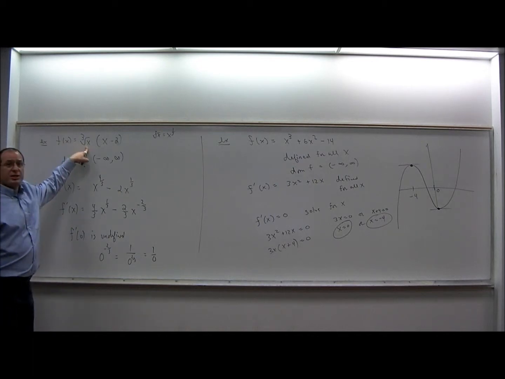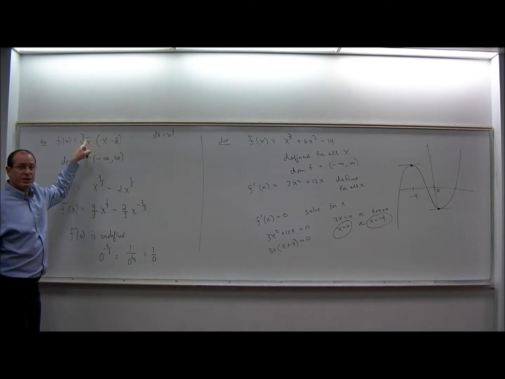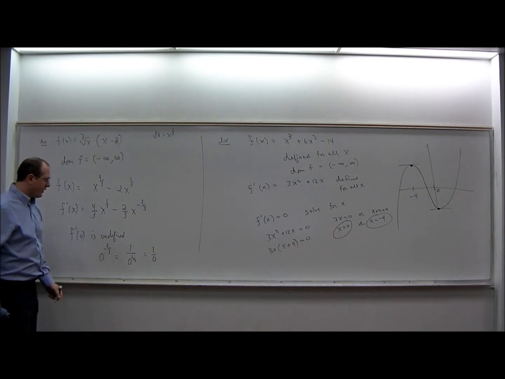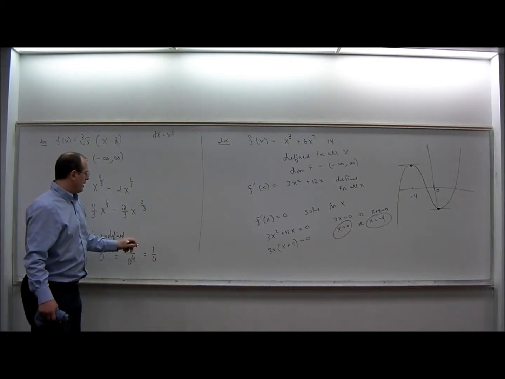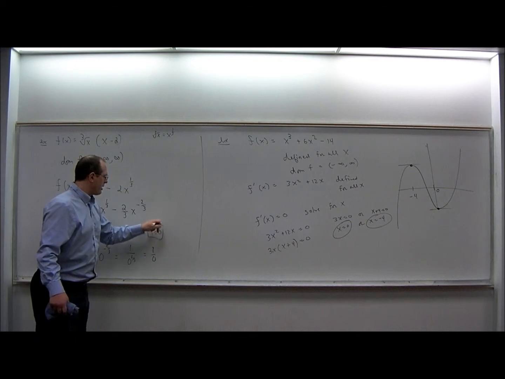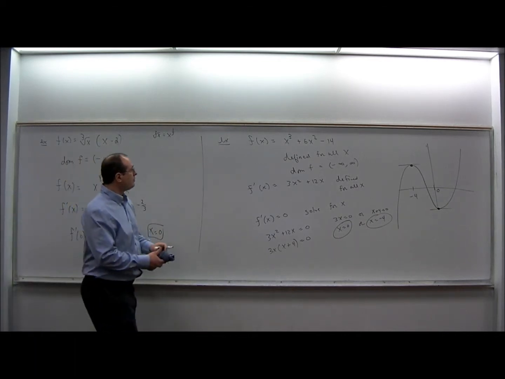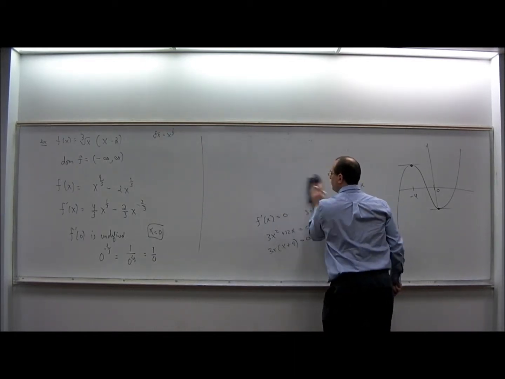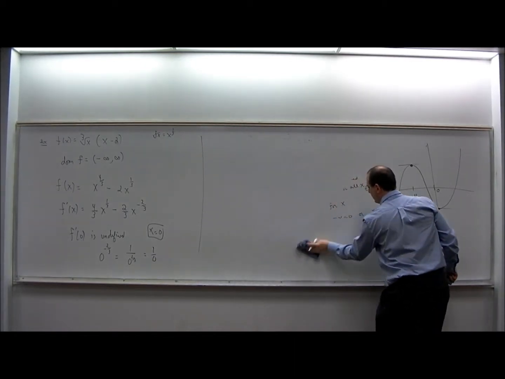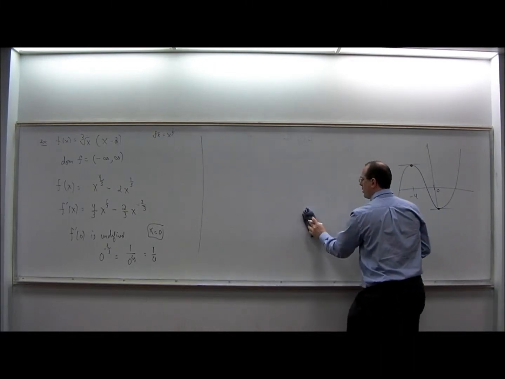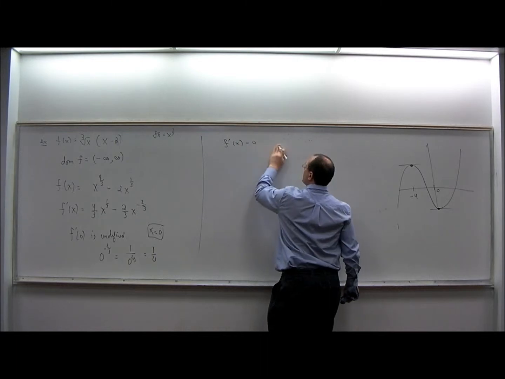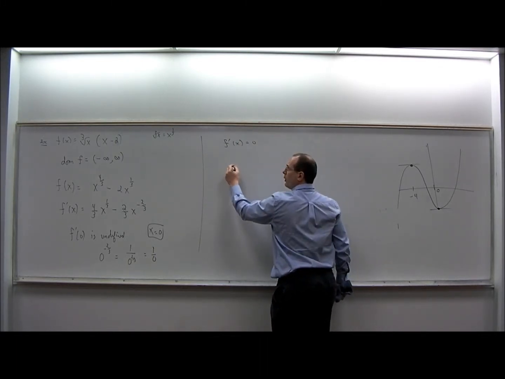f of 0 is defined. f of 0 is 0 times negative 2, which is 0. So f of 0 is defined, but f prime of 0 is undefined, and that means that x equals 0 is a critical number. This function has another critical number as well, because critical numbers come in two varieties. The other variety is where the derivative equals 0. So if we take f prime of x equal to 0 and solve for x, we get the following.